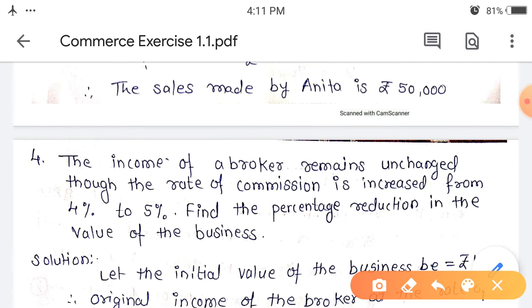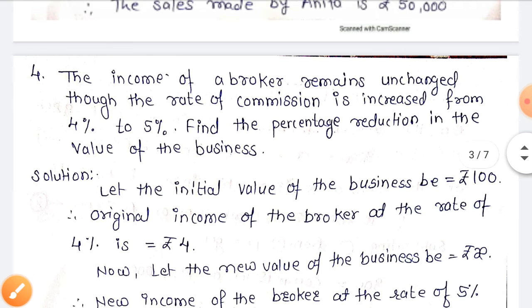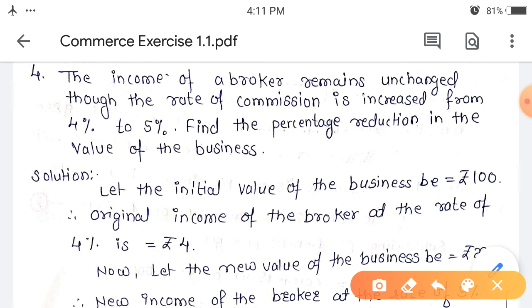The income of a broker remains unchanged though the rate of commission is increased from 4% to 5%. What is given? The income of the broker remains unchanged even if the rate of commission is increased from 4% to 5%. Find the percentage reduction in the value of business, that we want to find out. Here the value is not given, so normally we will consider 100. Why? Because 100 is a very simple term, so along with that we can do the calculations very easily.